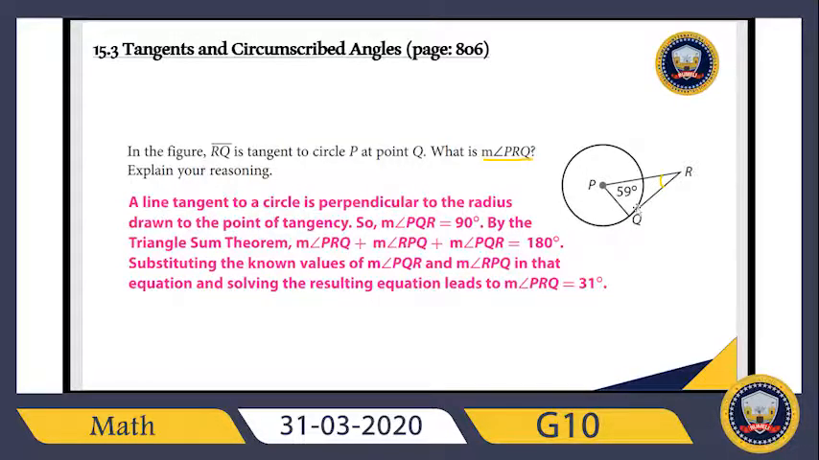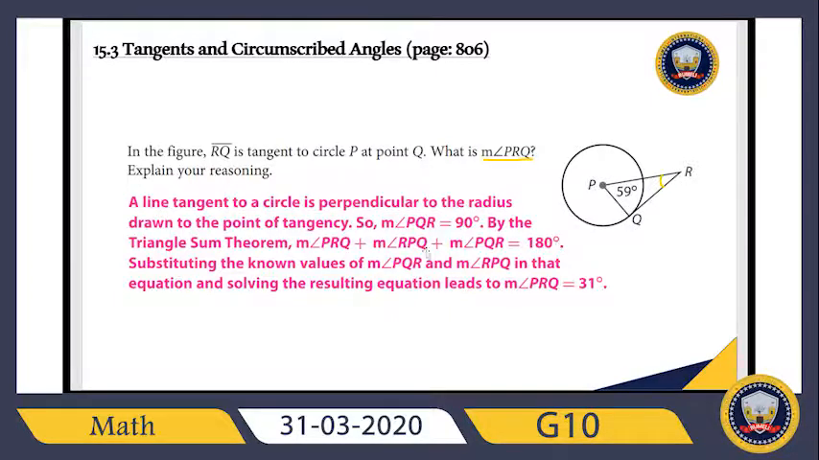Now, this is 90, this is 59. I'm looking for the angle R. This is very easy. The sum of the angles of my triangle will be 180. So the measure of PRQ, this one that I'm looking for, plus the measure of RPQ, which is 59, plus the measure of PQR, which is 90 degrees because of the tangent. Now this sum is equal to 180 degrees.